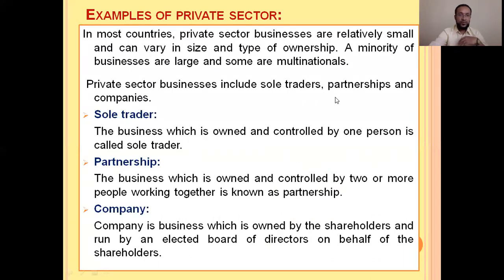At first, sole trader. The business which is owned and controlled by one person is called a sole trader. Partnership: the business which is owned and controlled by two or more people working together is known as a partnership. Next is company. A company is a business which is owned by the shareholders and run by an elected board of directors on behalf of the shareholders.